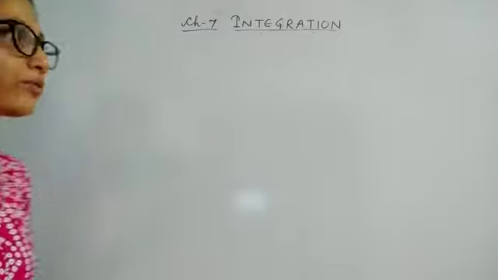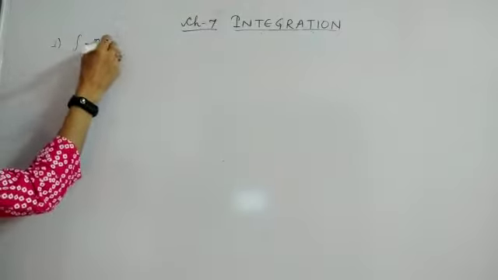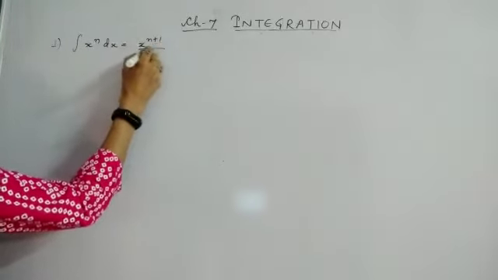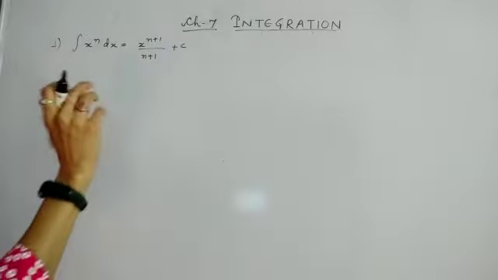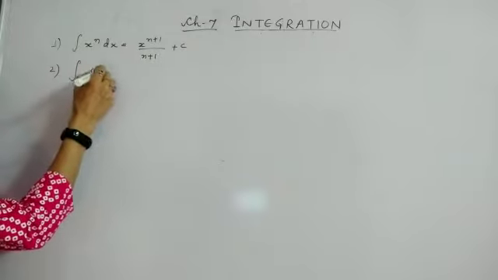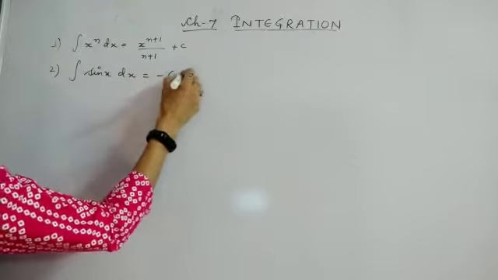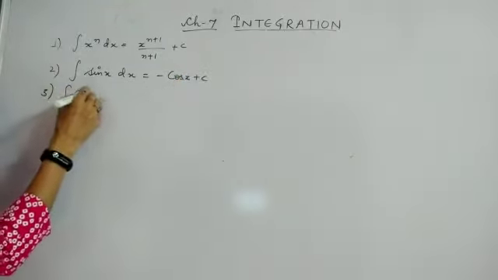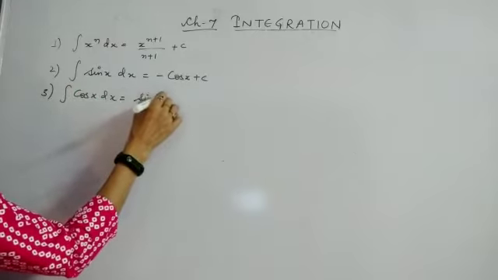The first formula is integration of x raised to power n dx, which is x raised to power n plus 1 whole upon n plus 1 plus c. Remember, this represents the family of curves. Secondly, integration of sin x dx is minus cos x plus c. The formula for cos x dx will be sin x plus c.